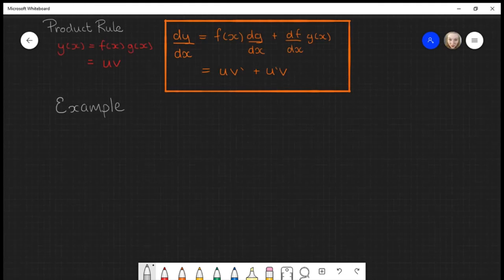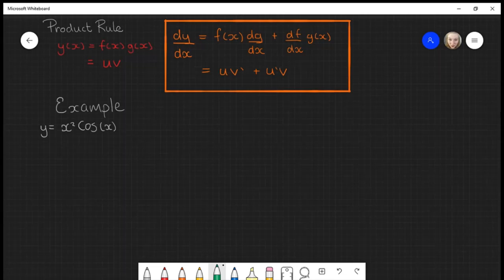Say we have a function y equals x squared cos x. I'm going to write it out in full, every single step, so you can see how you do it. As you get used to the product rule, you can do it in your head, but for now, just so you can see how it's done, I'll write out every single step.